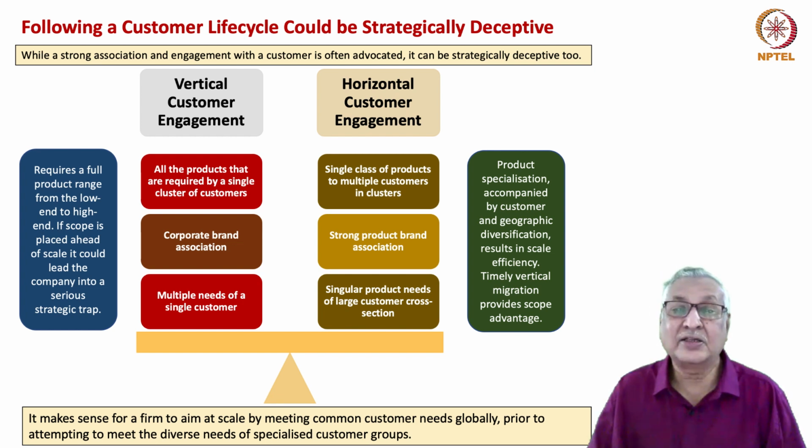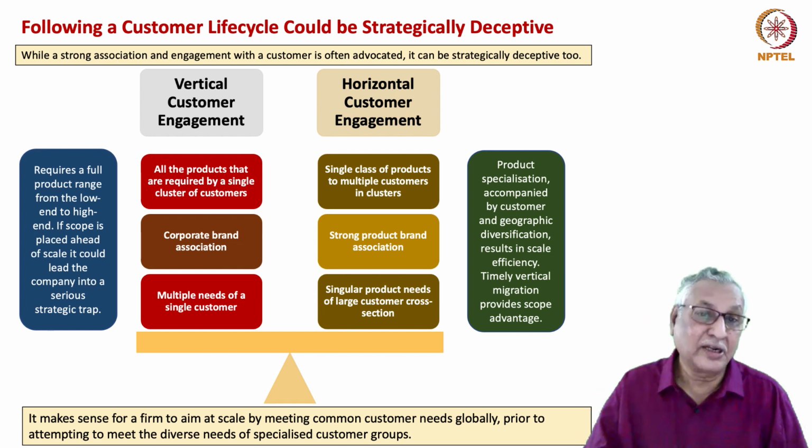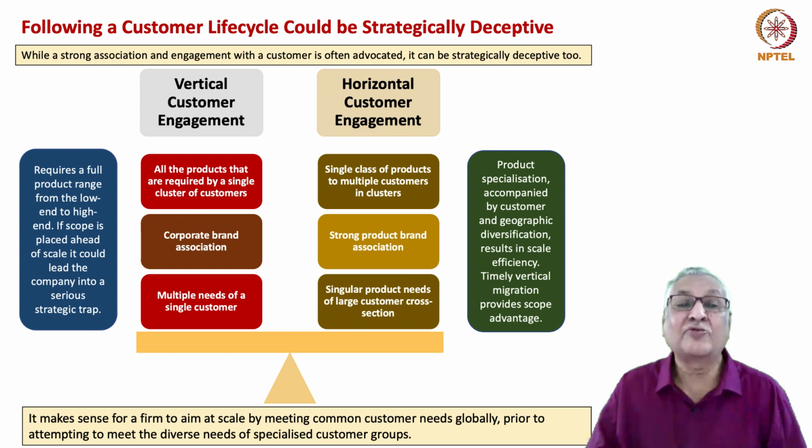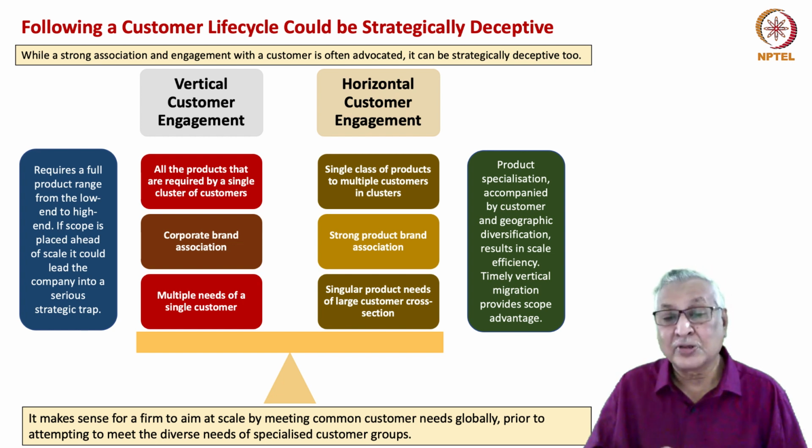Then you get scale and then you get efficiency. Timely vertical integration provides scope advantage as well. So it makes sense for a firm to aim at scale by meeting common consumer needs globally and then move into the vertical engagement. It would be somewhat foolhardy for a company at the very initial stages to aim at providing a product for every customer in the total customer universe. That would be inappropriate and also counterproductive.